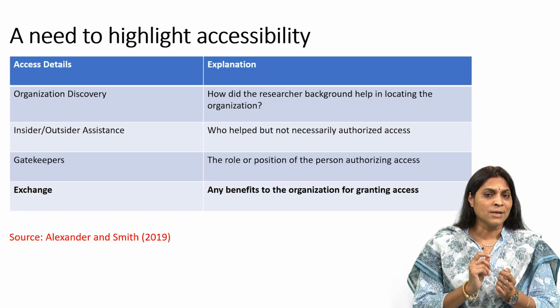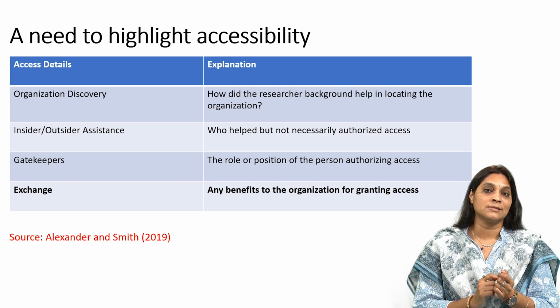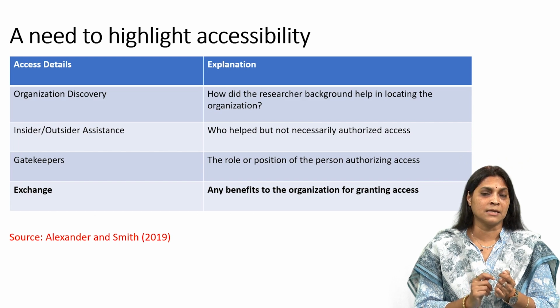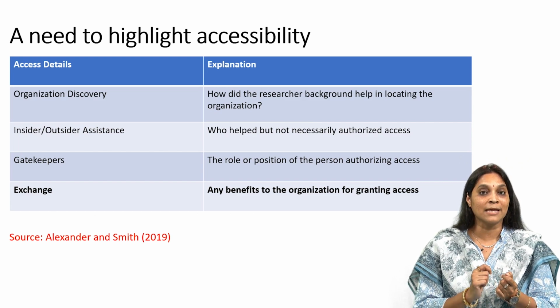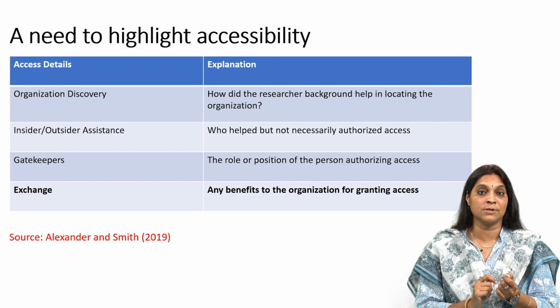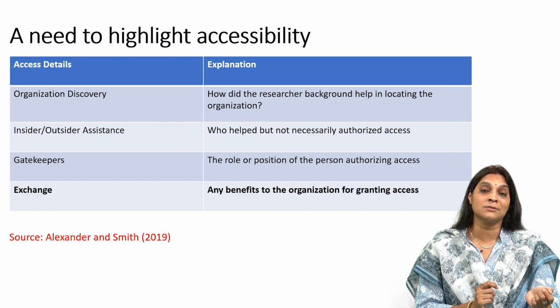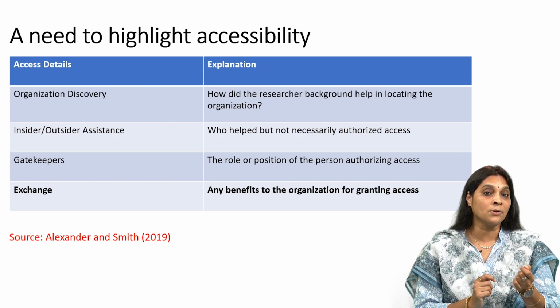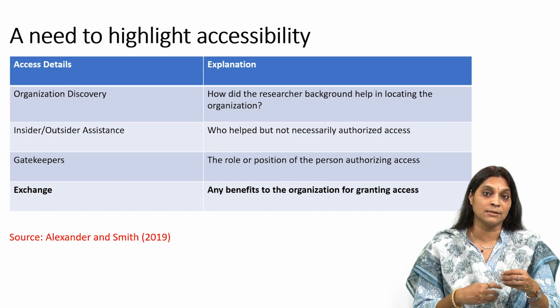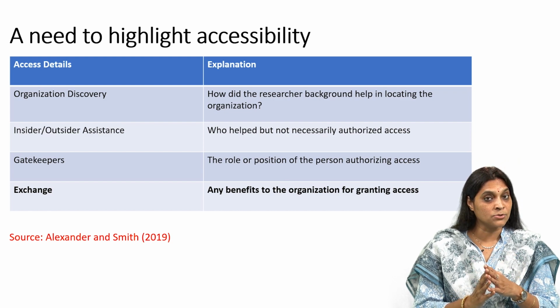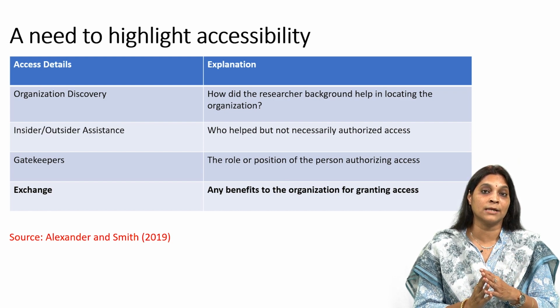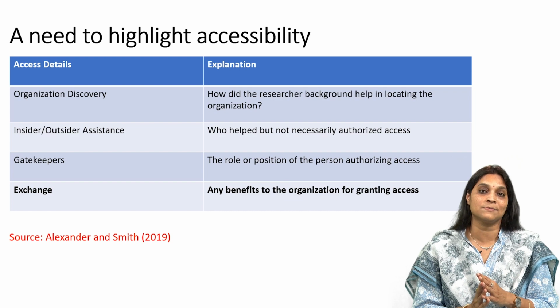Now, coming to the next issue that I wanted to discuss in qualitative research, there is a need to highlight accessibility. And why do I talk about this? Because management research is extremely applied, and most of the management research that we do in different disciplines or specializations of management is based on organizations. So, for all researchers who are operating within the purview of management, the domain of management, they need to highlight their accessibility to an organization in very, very transparent terms.